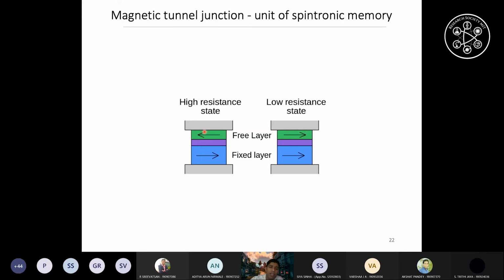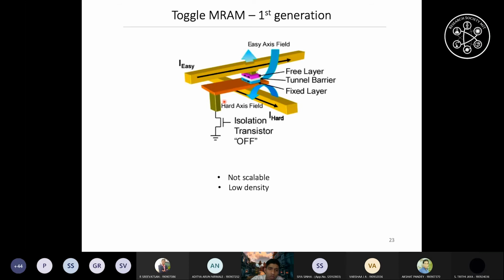So the whole endeavor is how to write this information, how to switch this small magnet, because this magnet is in nano dimension, micro dimension. So the first approach was what? One of the ways to switch a magnet is if you put some metallic lines, and as you know, a current carrying wire produces a magnetic field. Then you pass current through this wire, it will produce some magnetic field and it will switch this free layer.